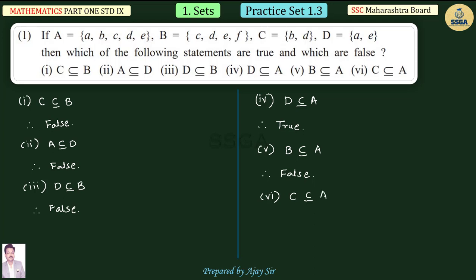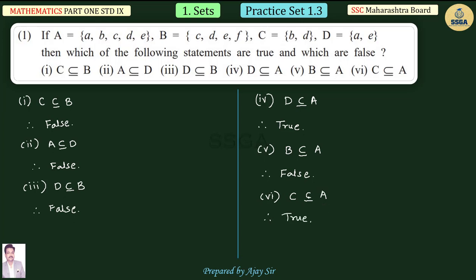Now sixth question, C subset A. C is a set of b, d, and A is a set of a, b, c, d, e. Both the elements b and d of set C are present in set A. So therefore C is a subset of A. So this is true.